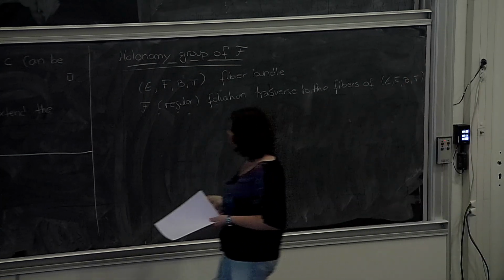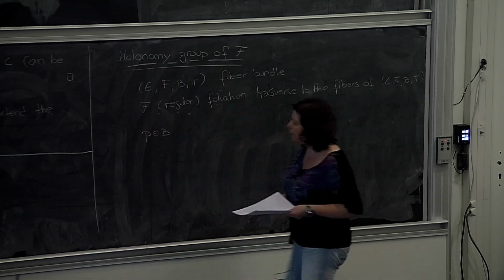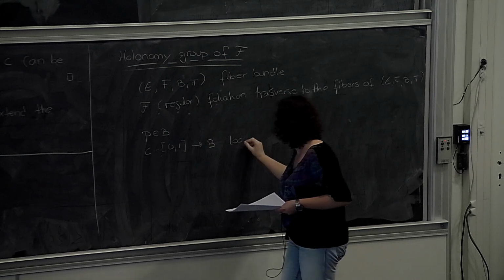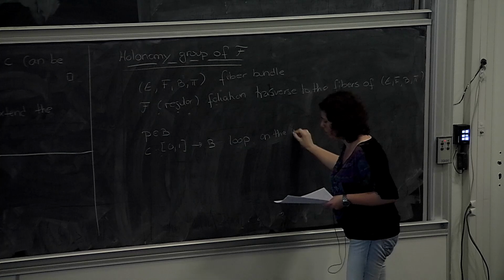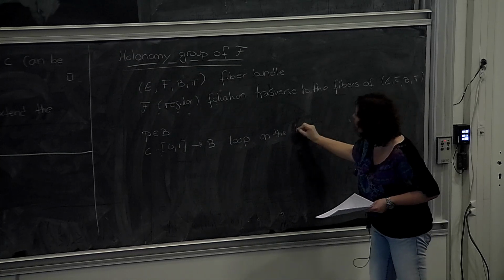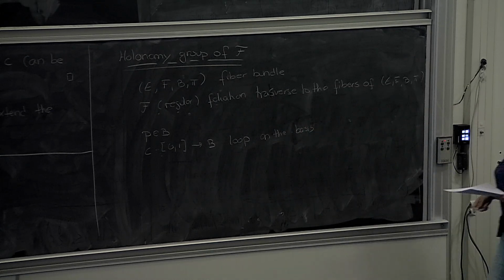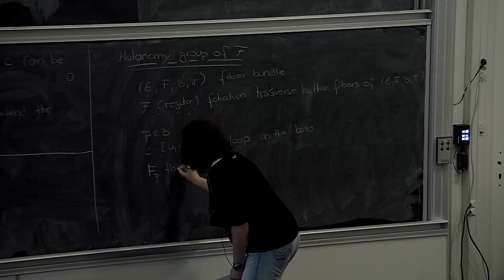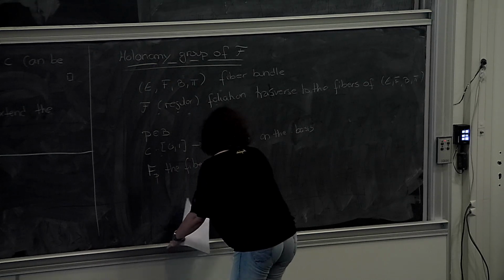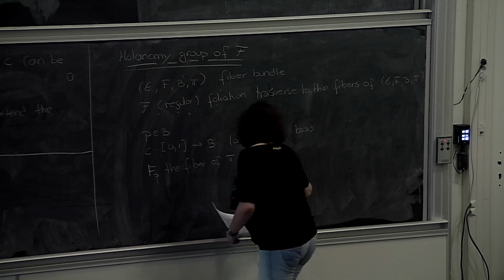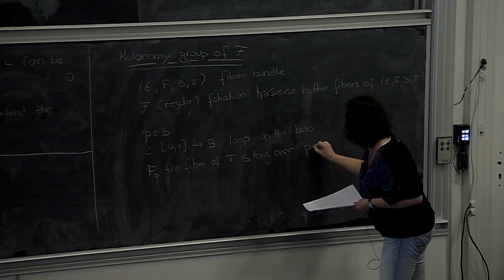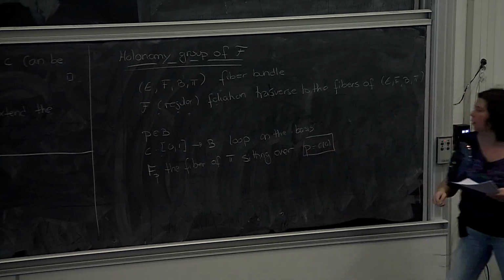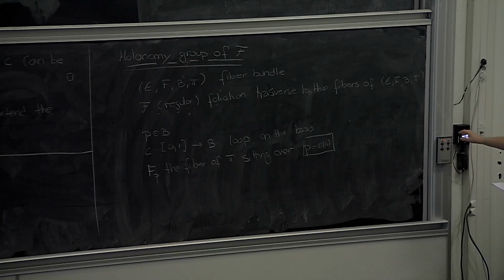Okay, and let me fix a point P on the basis. Let me take a loop C on the basis. And let me take F_P to be the fiber of P sitting over the point P. Okay, so I'm assuming that my point P is the initial point of the loop.